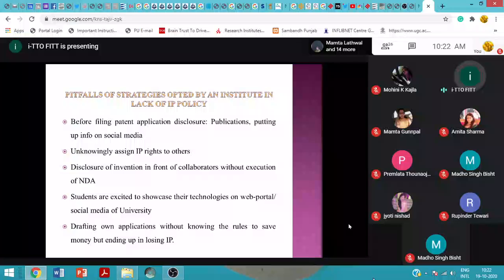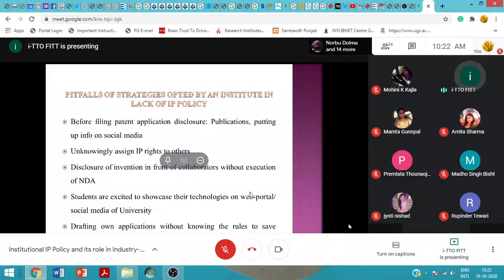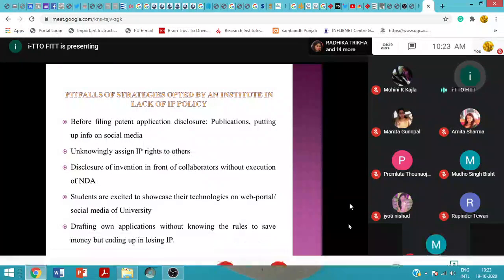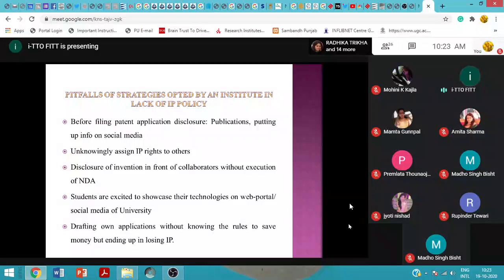It is very important, whenever you are in discussion with any collaborator for funding, for the development of your technology, or for any technology transfer or IP translation, that it is always advisable to have an NDA. A non-disclosure agreement should be signed by both the parties.